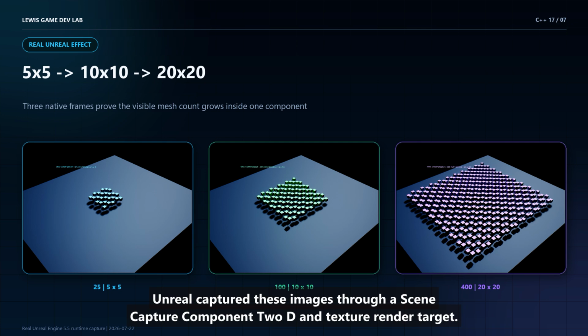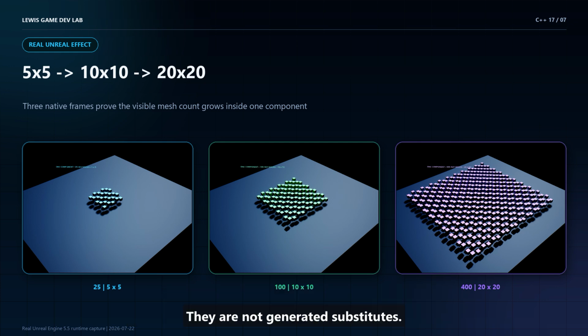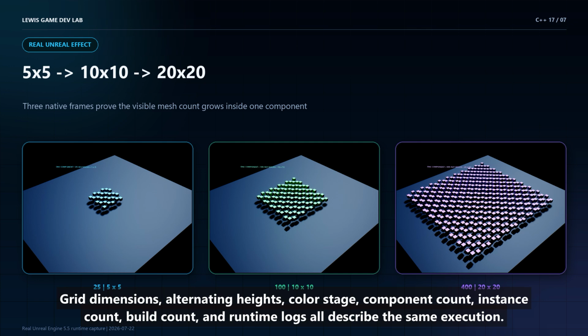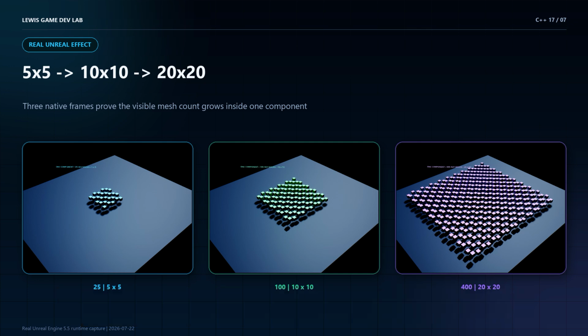Unreal captured these images through a SceneCaptureComponent2D and texture render target. They are not generated substitutes. Grid dimensions, alternating heights, color stage, component count, instance count, build count, and runtime logs all describe the same execution.